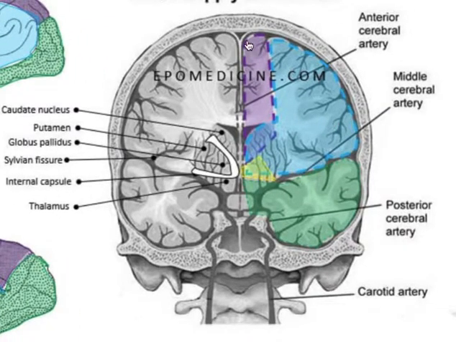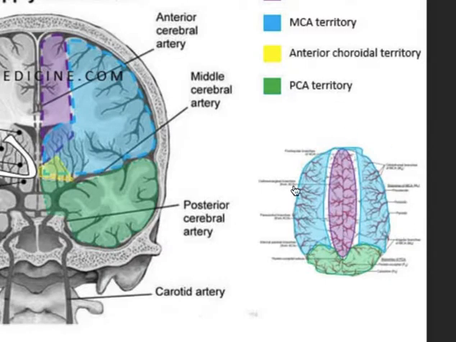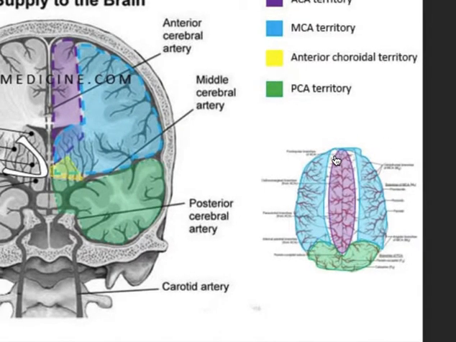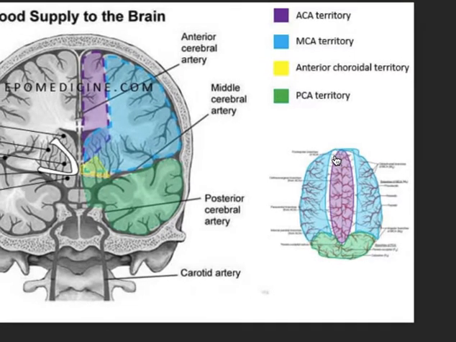This is the area which is supplied by the anterior cerebral artery. This area is supplied by the middle cerebral artery, and this is the area which is supplied by the posterior cerebral artery, okay? And from up, when you see, the things look like this. So a very, very easy way to understand, right? So far the best diagram.